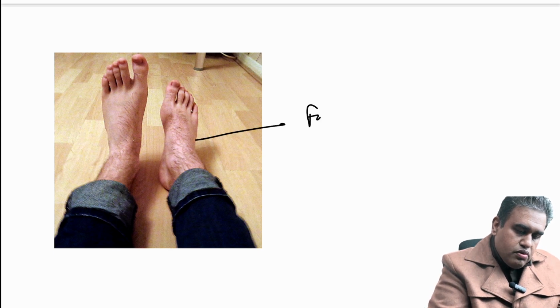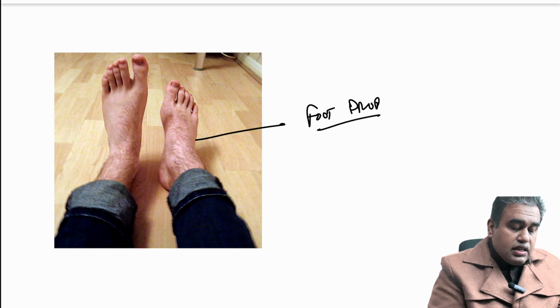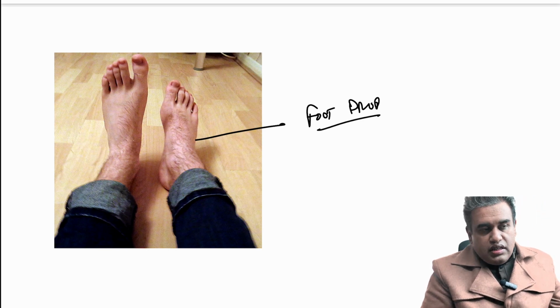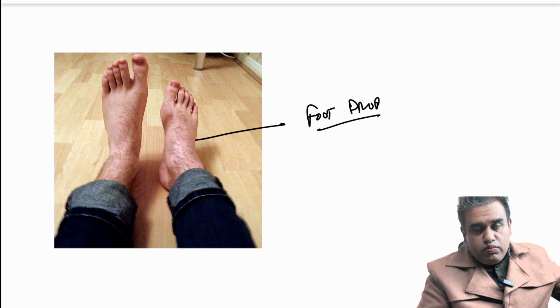ये राइट साइड में फुट ड्रॉप हो गया. फुट ड्रॉप इज वेरी प्रॉब्लमेटिक. क्यों? चल नहीं पाता आदमी. पर्सन कांट वॉक इजिली. दे हैव टू डू अ हाई स्टेपेज गेट. पैर ऊपर उठाना पड़ता है.